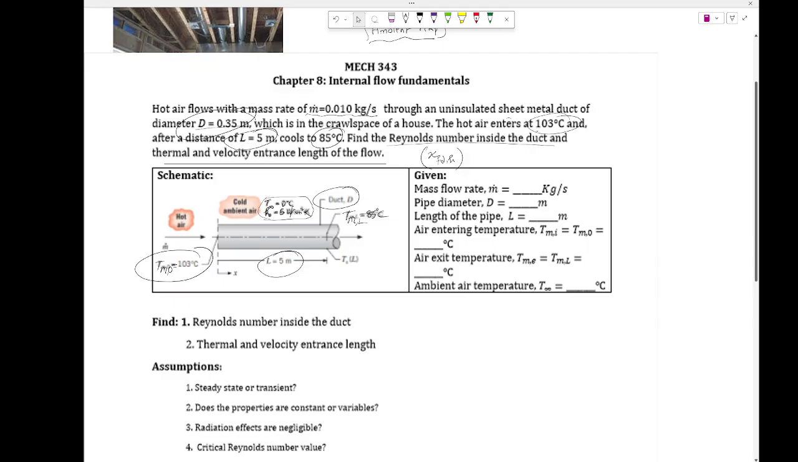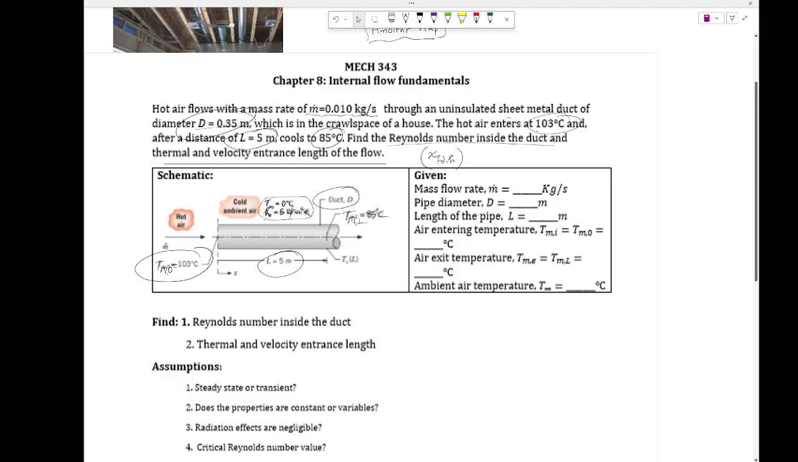To give you a wrap up, what the question is giving you: first of all, a pipe or conduit, a duct, whatever you say, like a round duct. The length of the pipe or duct is given as 5 meter, the diameter is given as 0.35 meter. And then the entrance temperature T_m,0 is given, and the exit temperature of the air going through the pipe is given as T_m,L.